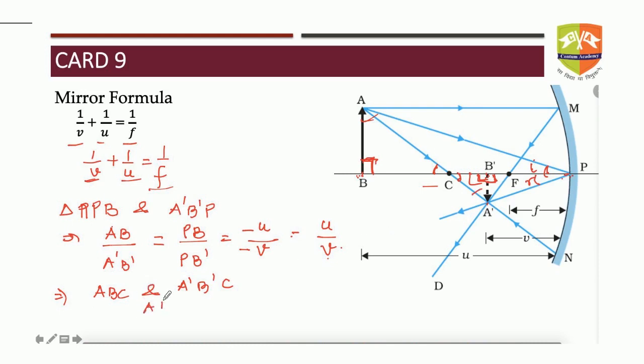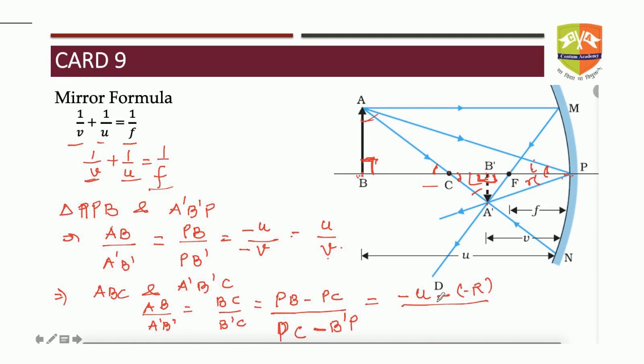I'll do it here. Try to understand, when we go to derive this formula, first we need to know what V, U, and F are. F is nothing but the focal length. U is the distance between the object and the pole. V is the distance between the image and the pole. If we look here, there are different triangles. Let me take triangle ABP and triangle A dash B dash P. I'll prove why they are similar. If I take triangle ABP and triangle A dash B dash P, this is 90 degrees.